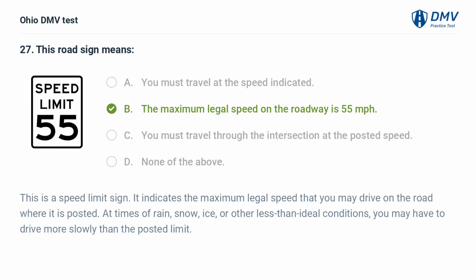B. The maximum legal speed on the roadway is 55 miles per hour. This is a speed limit sign. It indicates the maximum legal speed that you may drive on the road where it is posted. At times of rain, snow, ice, or other less than ideal conditions, you may have to drive more slowly than the posted limit.